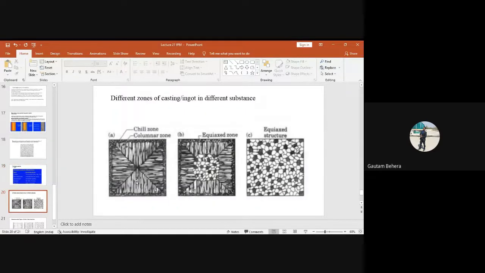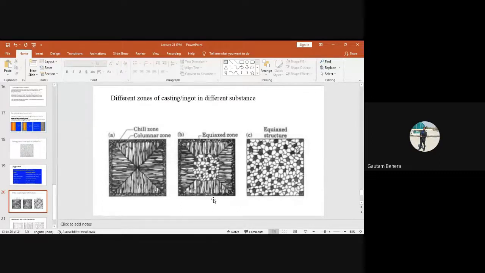Okay, so a few minutes before somebody asked the same question, right? Just have a look. Can you tell me, among these three macrostructures of the ingot, these are three ingots, which one is the best? Which ingot will give you the best or good properties? The third one, sir. Third one, very good. Why? Because of its equiaxed grain structure.